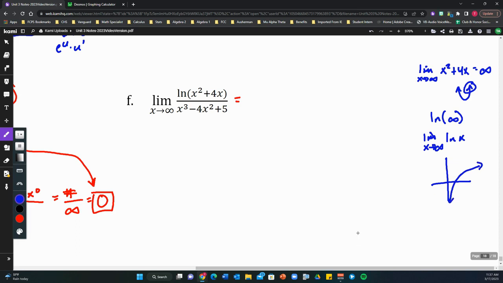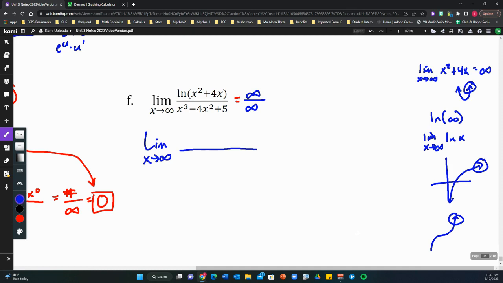Remember, the natural log graph is going to increase, but it does so very, very slowly. But that part doesn't matter, okay? Or at least not right now. So because of that, we know that the top limit is infinity. And now for the bottom, this is a cubic. Leading coefficient is positive. So we know its graph looks like this guy. So also going to infinity. So this is a good one because of the simplifications that have to occur. That's why this one's on here.